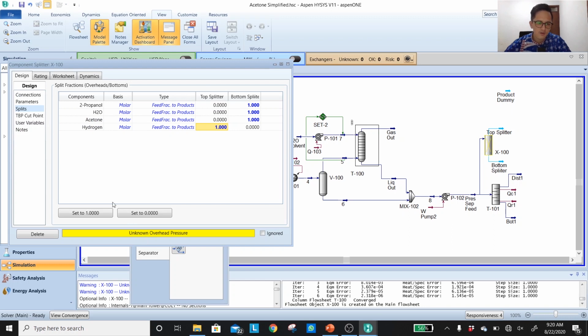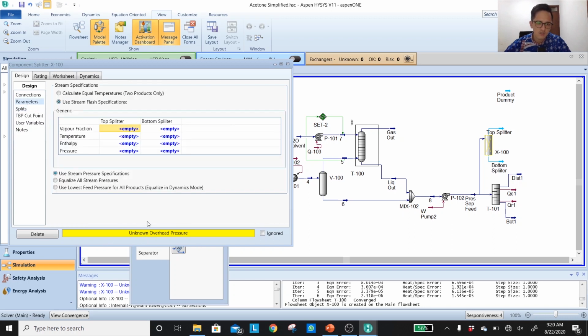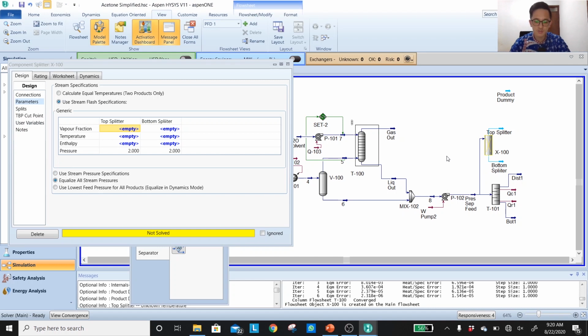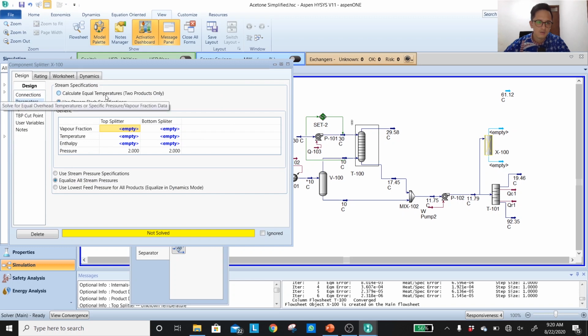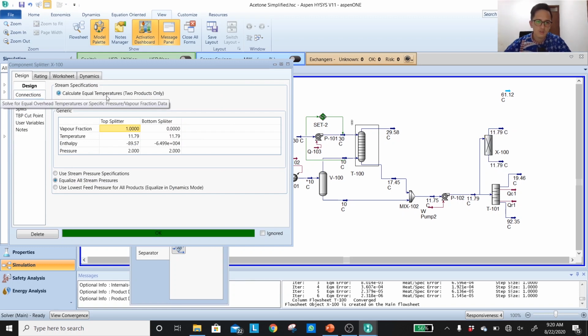Okay, and then after you define the split, you go to the parameter. You will notice that you will have to define the pressure and the temperature of this splitter. Let's say equalize all stream pressure, because we don't really want to manipulate the pressure, we just want to manipulate the composition. Pressure 2 bar, 2 bar, 2 bar. Temperature, it's still empty. Calculate equal temperature. Again, we don't want to mess with the temperature, we just want to separate the hydrogen. Okay, let me save it.